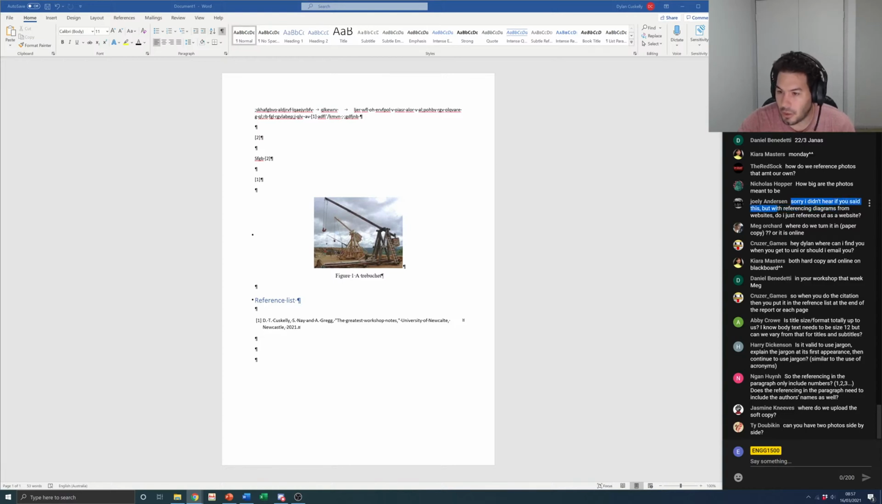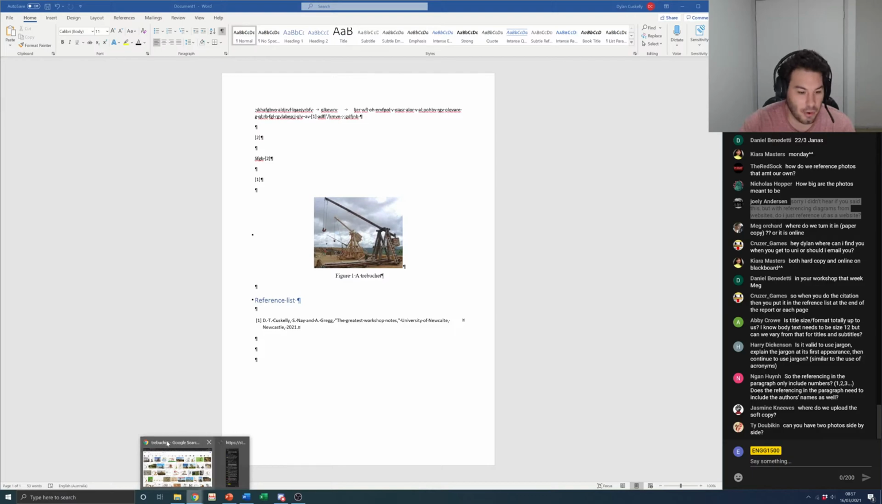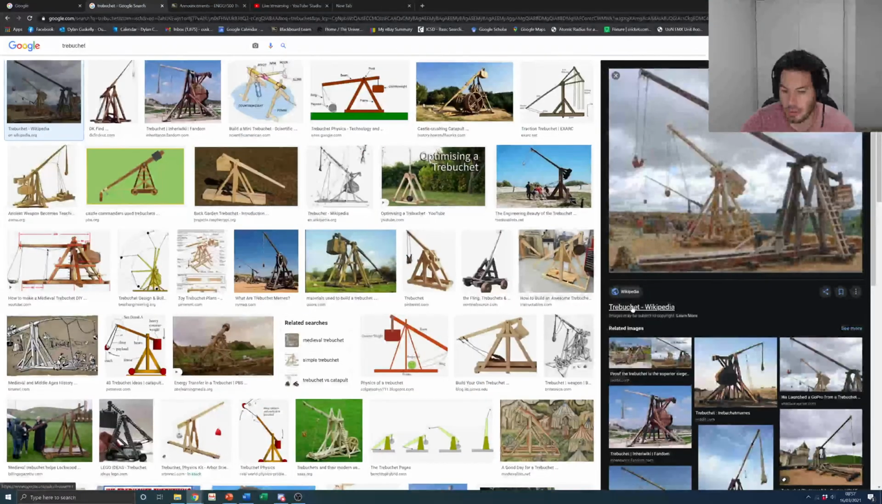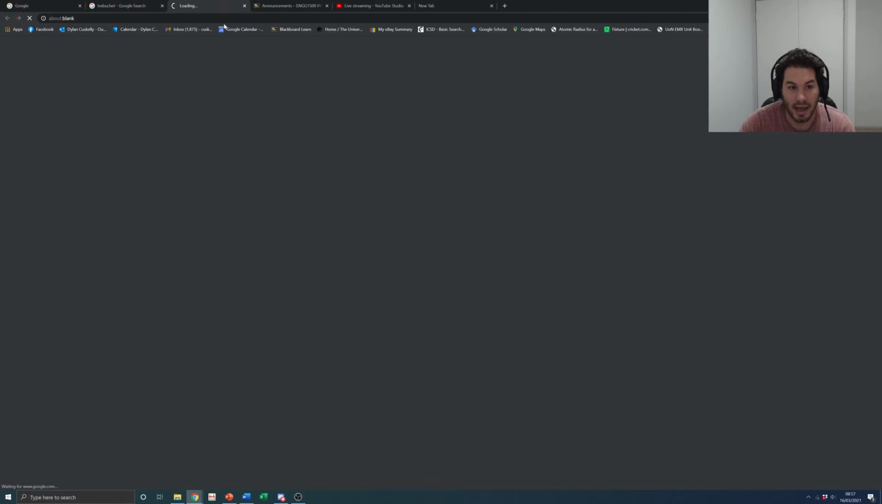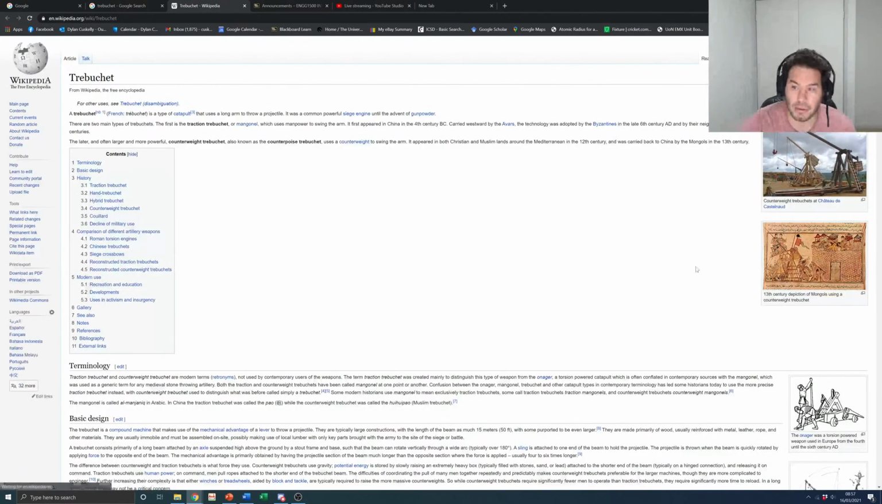With referencing diagrams from websites, do I just reference it as a website? Yeah, 100%. I would go and find the website that this thing was actually on, that I stole it from. Oh, it's the Wikipedia site. And then I would reference this website, okay?